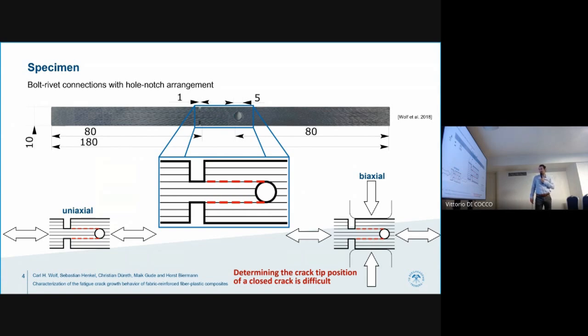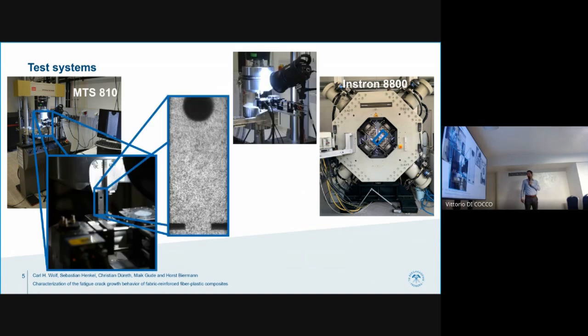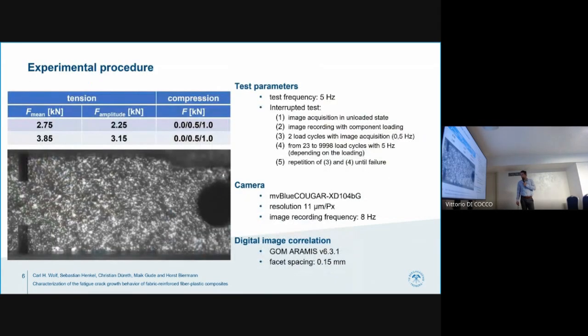But this leads to a problem. Of course, if we have compressive forces in this direction, we have a more or less closed crack, and due to the closed crack, it's difficult to determine the crack tip position. We performed our tests on 2 different test systems. The uniaxial test was performed on an MTS 810, and the biaxial tests were performed on an Instron 8800. On both systems, we applied a camera system, and our specimens were clamped and we put a speckle pattern on them.